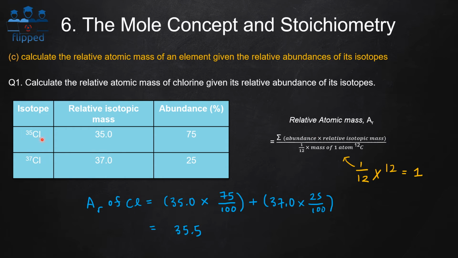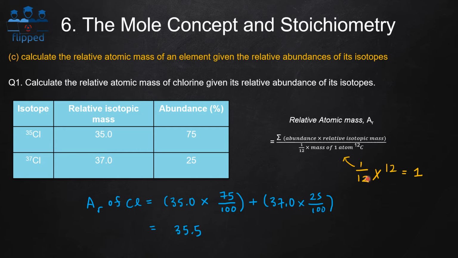For example, if my 35 Cl is 99%, my 37 Cl is just 1%. I cannot add them up as such, right? I cannot just take 35 plus 37 divided by 2. That wouldn't make sense, because the abundance of 37 Cl is only 1%, for example.